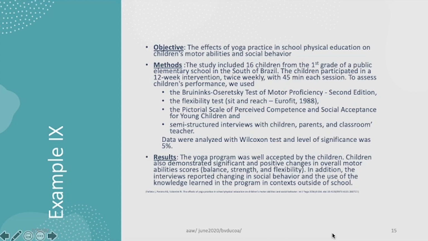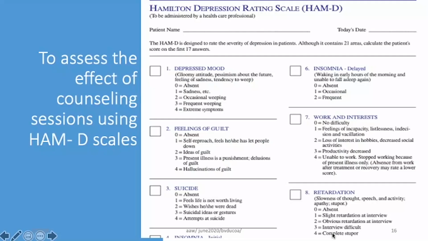There were 3 tests which they used. Bruininks-Oseretsky test of motor proficiency, 2nd edition, they used. Then a flexibility test and a pictorial scale of perceived competence and social acceptance for younger children. And the results were very encouraging. You can also check this paper on PubMed. See, to assess the effect of counseling sessions, HAM-D scales are used in both psychology and psychiatry.